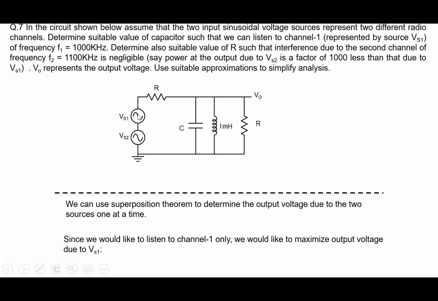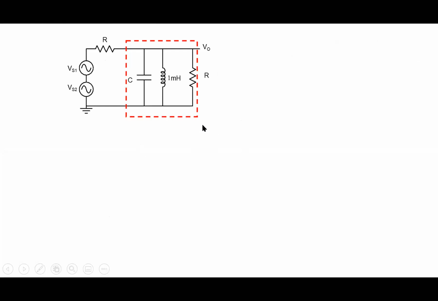Since we would like to listen to channel number 1, of course, we would like to maximize the output voltage due to VS1. We just saw a problem in which you want to maximize the effect of VS1, which means making V0 practically equal to VS1. We saw that maybe you should cancel the effects of inductance and capacitance at that particular point here. So let's look at this one. This is Z equivalent, plus R, V01, VS1 here. Z equivalent is this parallel combination here.